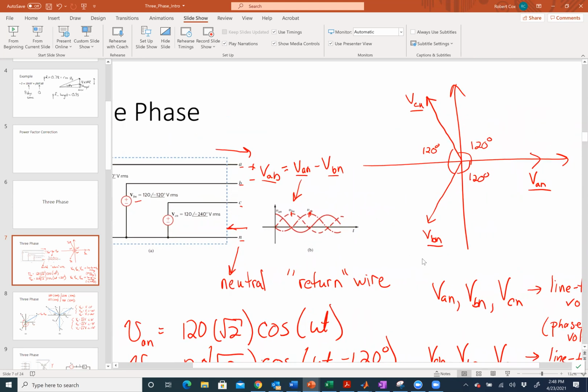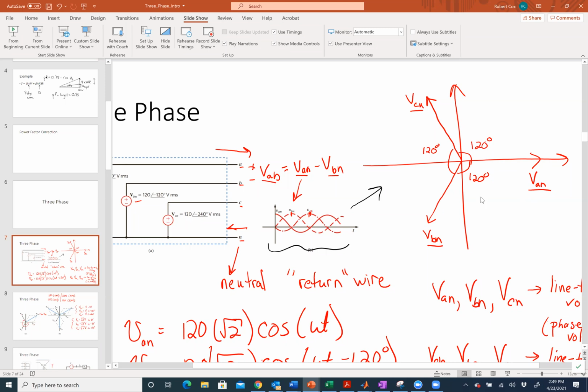There are two ways of thinking about this. The fact that I have VAN, VBN, VCN, the voltages in the time domain look like this. And then if we draw them in the phasor domain, what we see is typically this: VAN has an angle of 0, VBN has an angle of -120, VCN has an angle of -240. Now, I don't want to go through a lot of the math here. I don't want to get lost in math. I just want to get through the highlights.